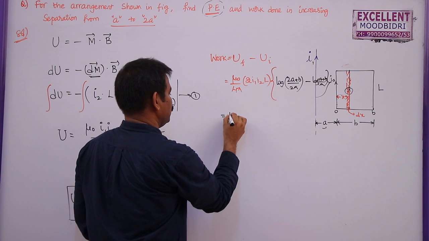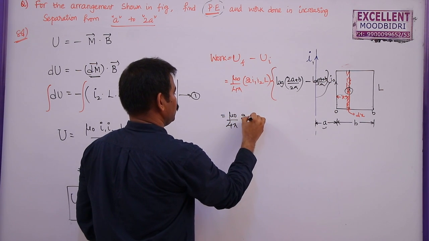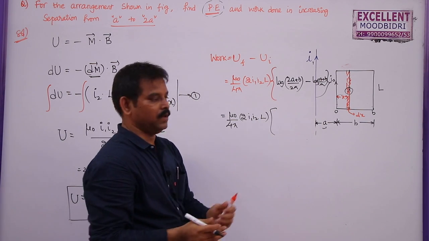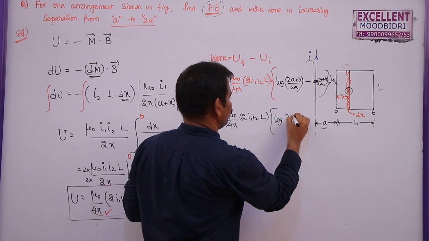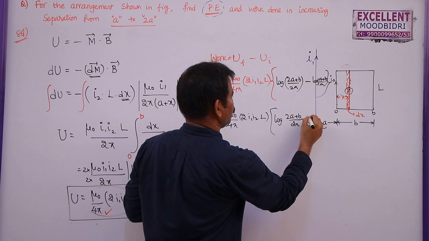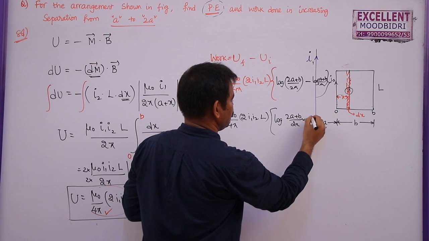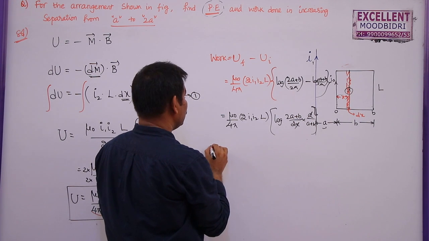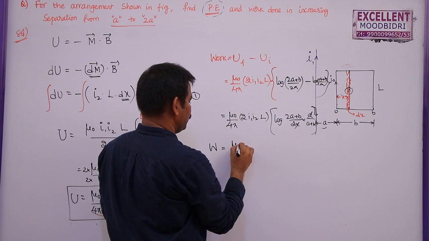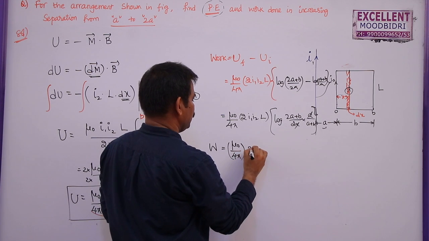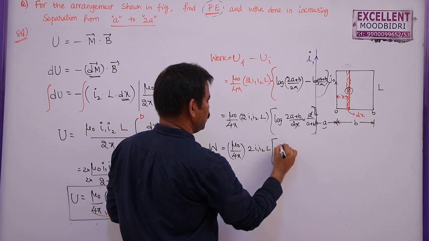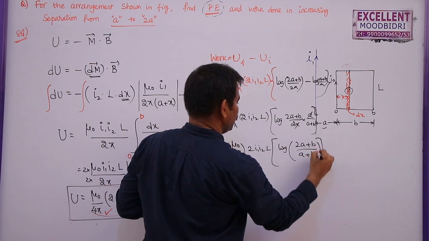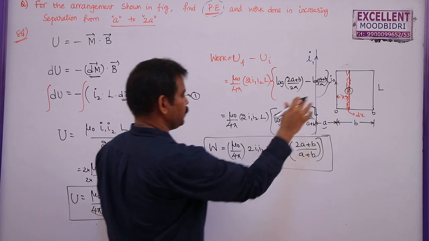So mu naught by 4 pi 2 I1 I2 L into log of 2A plus b by 2A, into, this will be reversed, A plus b by A will become A by A plus b. So this A and A get cancelled. So the total work done is given by mu naught by 4 pi 2 I1 I2 L log of 2A plus b by 2 into A plus b. This is the total work done to increase the separation from A to 2A.